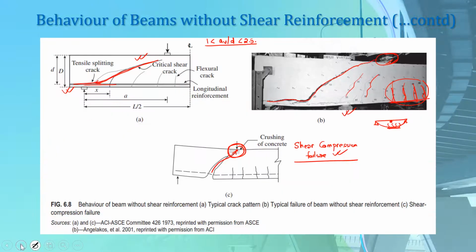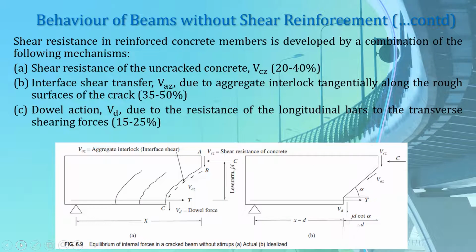And finally, before ending today's lecture, let us see what factors contribute to the shear resistance in reinforced concrete members when there is no shear reinforcement. So you can see that there are three different types of force that contribute to the shear resistance. One is this vertical force, which is the shear resistance of uncracked concrete. Another is this tangential force here, which represents the aggregate interlock or interface shear, and another is this dowel shear, which is developed in our longitudinal reinforcement.